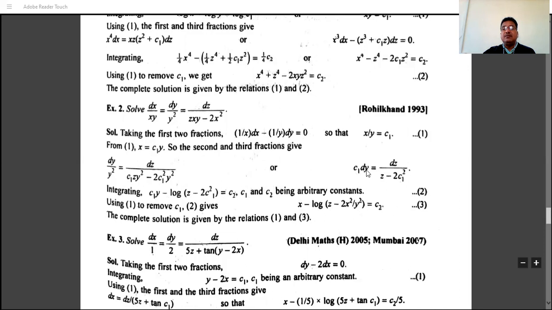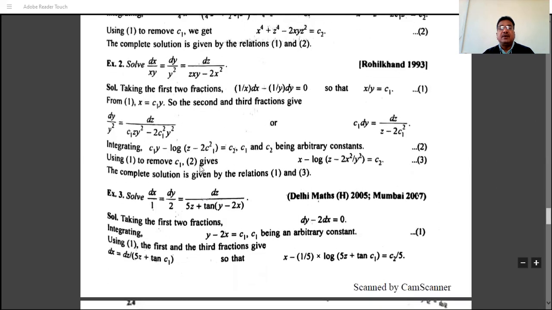So c1 dy integration is c1y minus, after shifting it to the right side, log z minus 2c1 square. The rule is what? 1 by ax plus b. So a is 1, z means z, and this minus 2 c1 square is a constant quantity. So log z minus 2c1 square divided by 1, the coefficient of z, is equal to c2. And this is the second solution.